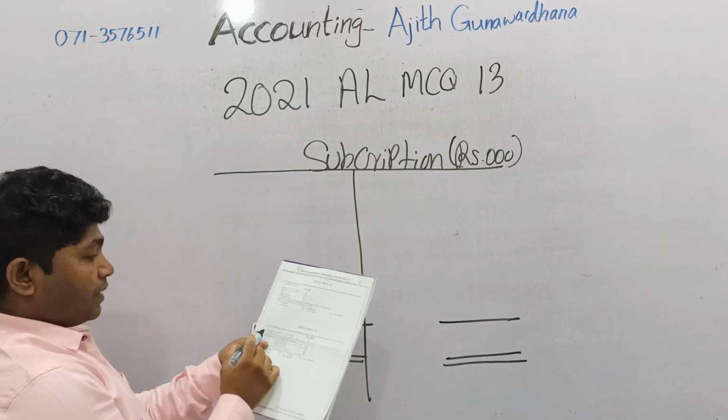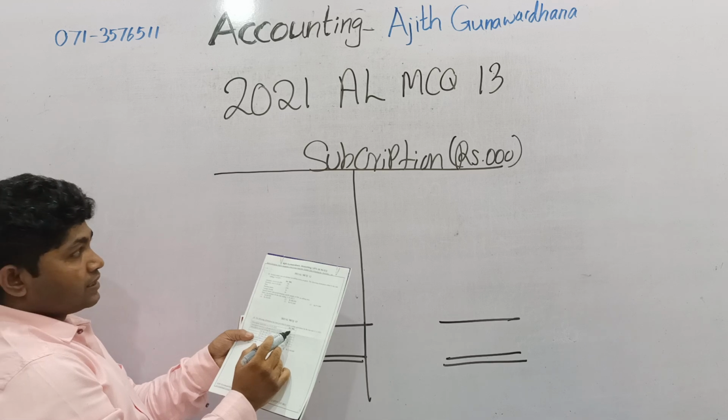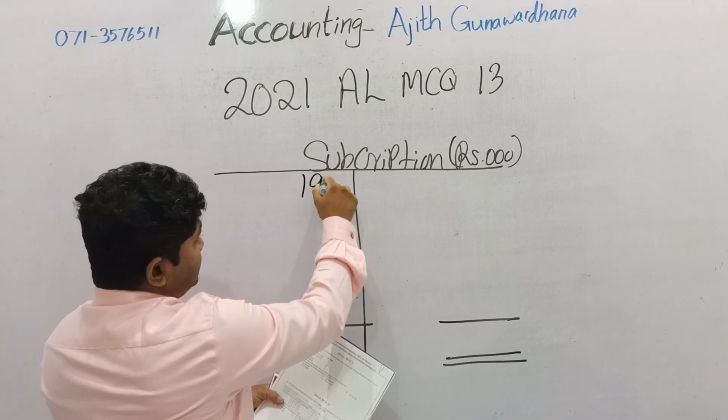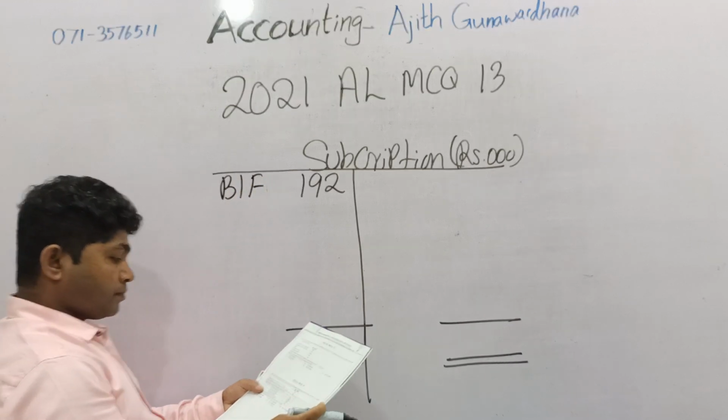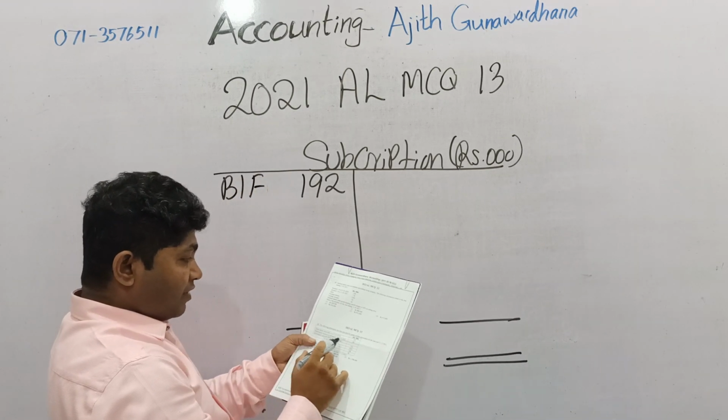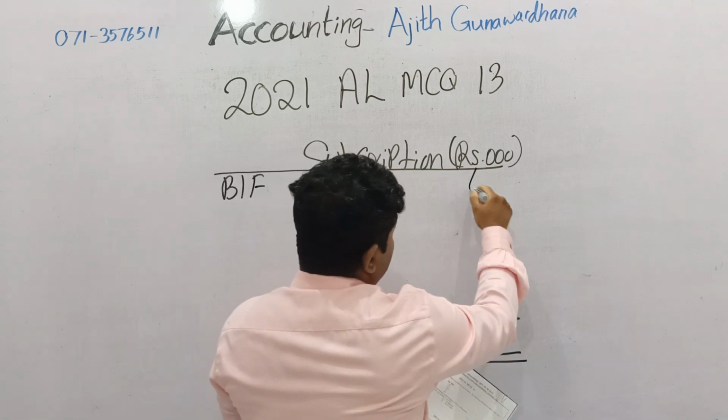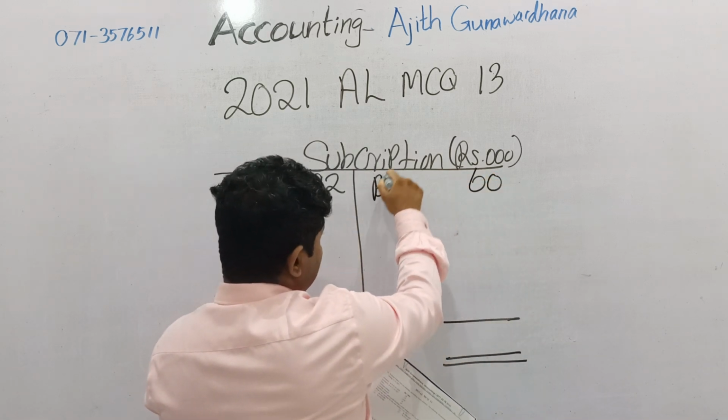Given from the beginning, subscription receivable opening balance is an asset, recorded on the debit side as balance brought forward 192. And subscription received in advance opening balance is a liability, recorded on the credit side as balance brought forward.